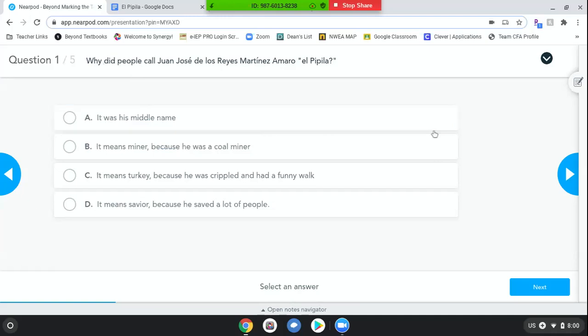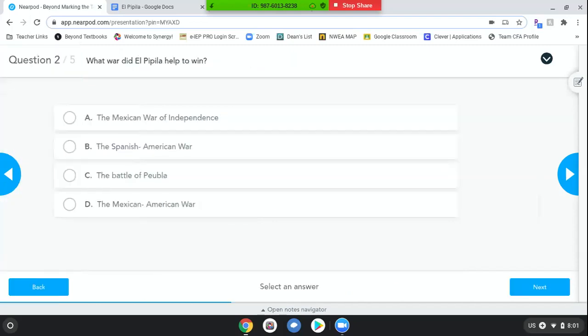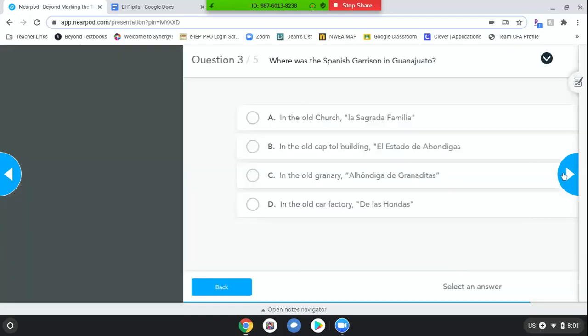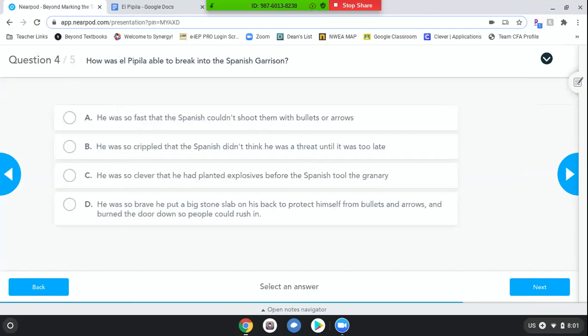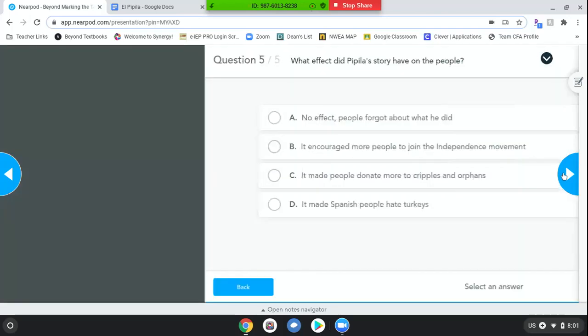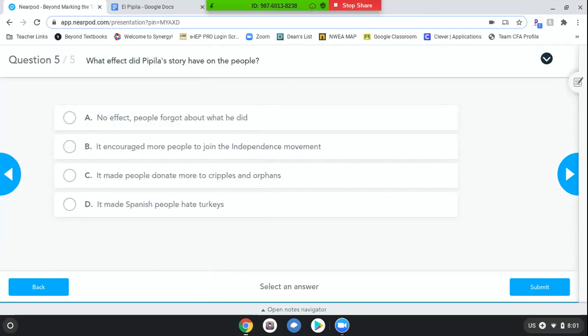So the first question is, why did they call Juan José de los Reyes Martínez Amaro El Pipila? The second question is, what war did El Pipila help to win? Where was the Spanish garrison in Guanajuato? How was El Pipila able to break into that Spanish garrison? And finally, what effect did Pipila's story have on the people?